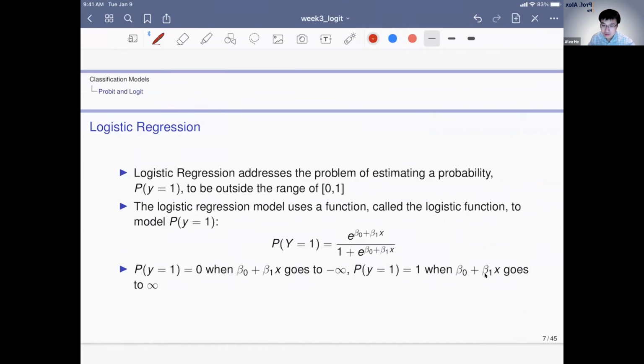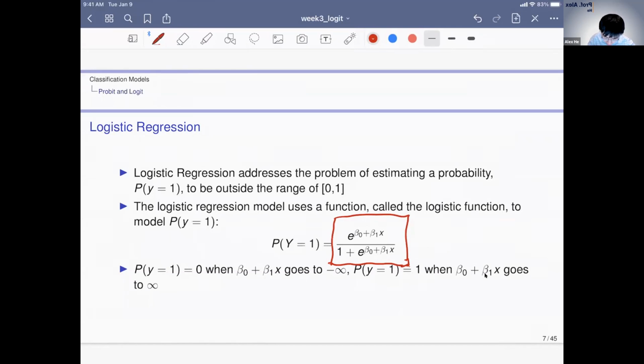Basically, because you cannot have a linear function between x and y, you just transform it into a nonlinear function. And then you write it in a specific form so that the prediction has to be between 0 and 1, okay? So what is the form? This is the form that logit uses. So let's try to understand this.